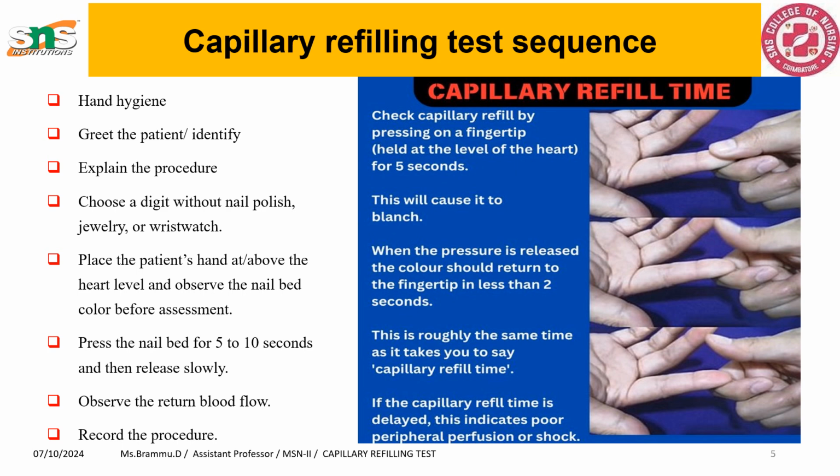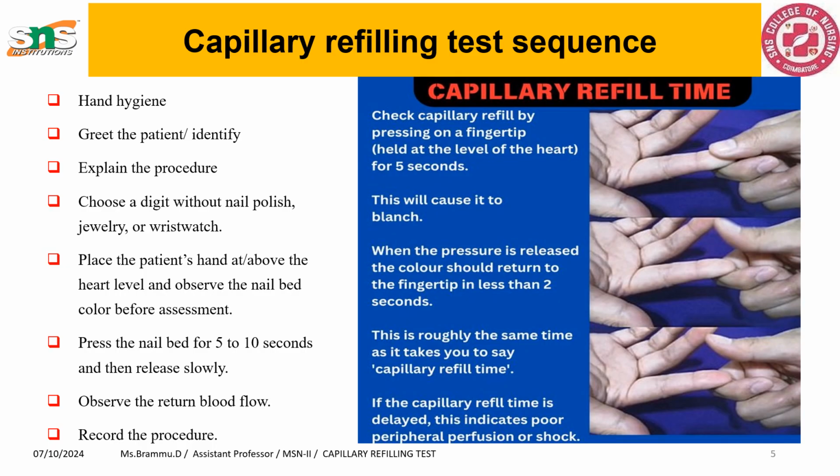Or if you are doing the test on the ring finger and the patient has tight jewelry on that finger, that may constrict the blood flow, which can cause a very delayed capillary refilling. Or if the patient has a tight wristwatch, then doing the test on the fingers of that hand will also have a direct impact on the capillary refilling time. So see that the digit has no nail polish, jewelry or wristwatch. That is very essential before you do the test, in order to keep the bias very low.